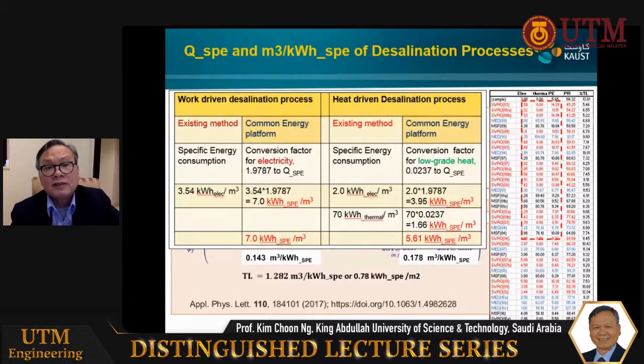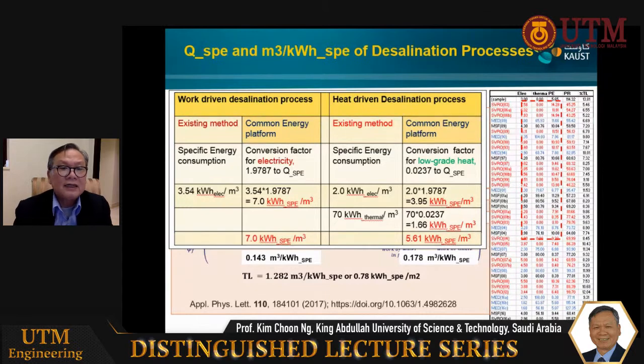For the heat-driven process like MED, where the electricity consumption in the conventional manner is 2.0 kilowatt electric, and the thermal heat supplied to the top brine stage is 70 kilowatt hour thermal per meter cube, when we multiply by their respective conversion factors, you can see that the sum of all the energies now in standard primary energy is 5.61. Now you can add the two together, even though they are different forms of derived energy, because we have normalized back to the standard primary energy.